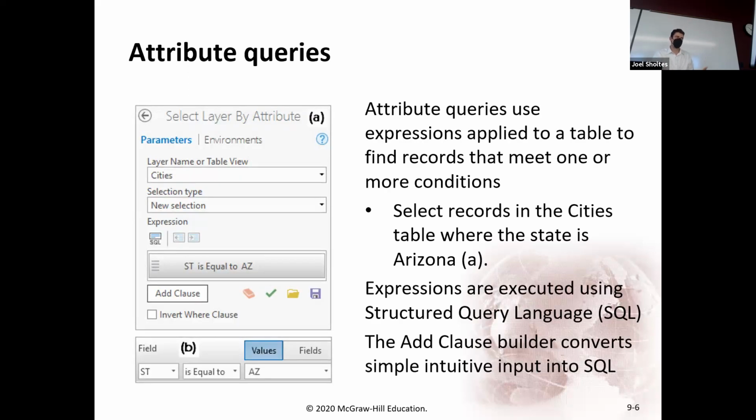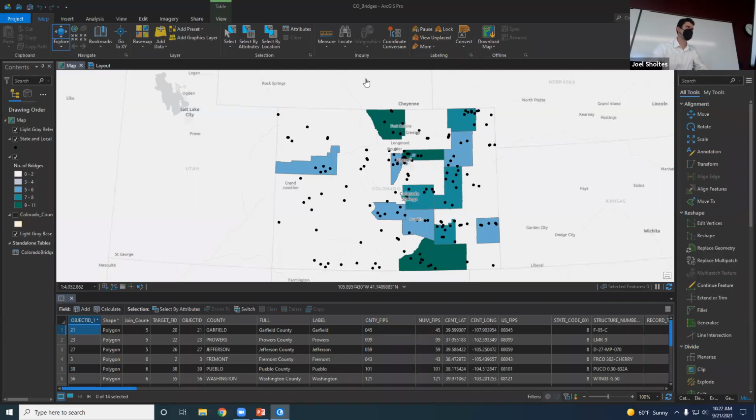So the first type of queries, and we've done a little bit of this, is attribute queries. And what they're doing is something a little bit different, which is the select tool. So I'm going to open ArcGIS real quick and we'll look at that. I opened up this Colorado Bridge map that we worked on last week.